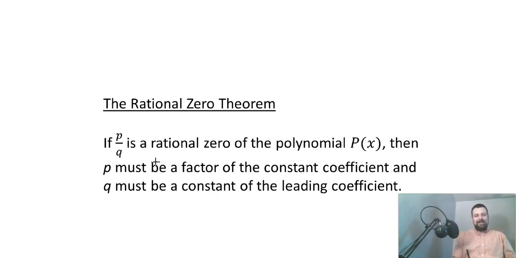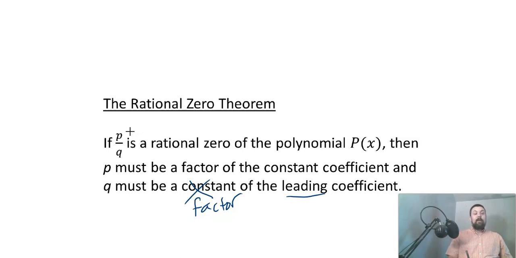I put a constant. Oh gosh, forgot. I just covered this in class yesterday, and I caught the typo right away. But now that I'm recording the video, I just completely forget about it. I meant to put factor there. Got my words scrambled up. So P must be a factor of the constant coefficient, and Q must be a factor of the leading coefficient.